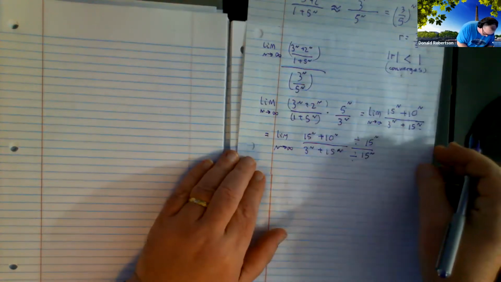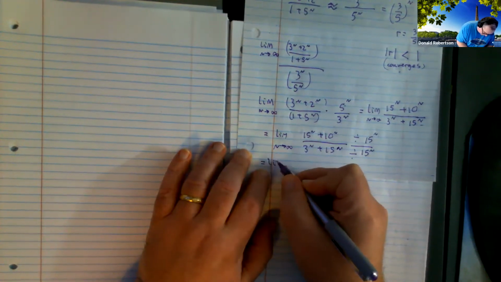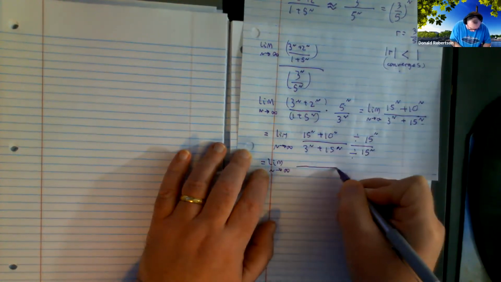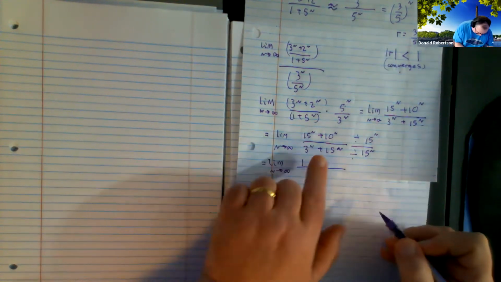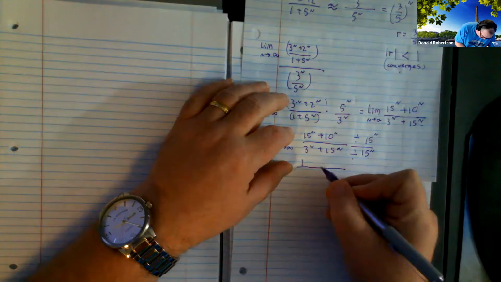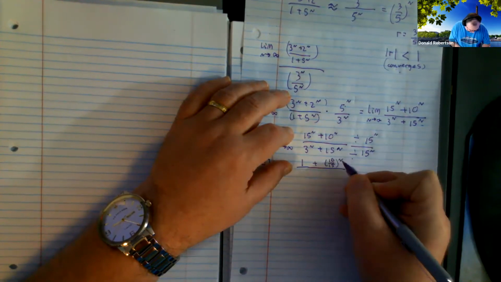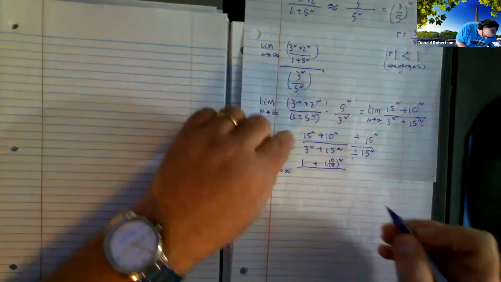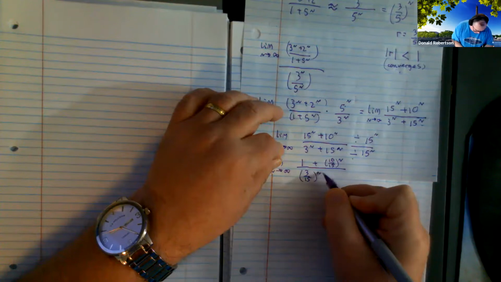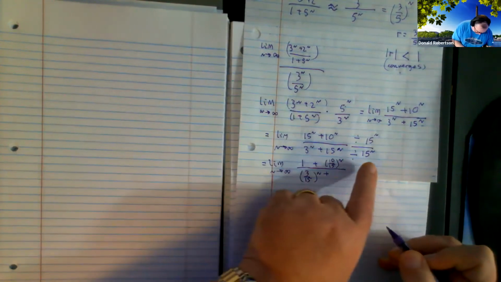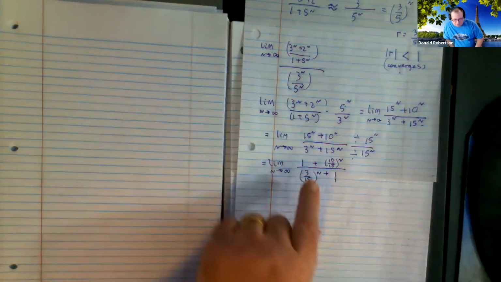Well, it's going to be the limit as n tends to infinity. If you divide this by 15 to the n, you get 1. If you divide this by 15 to the n, you get 10 15ths to the n. If you divide this by 15 to the n, you get 3 15ths to the n. And if you divide this by 15 to the n, you get 1. Are you happy about where these two fractions are coming from?